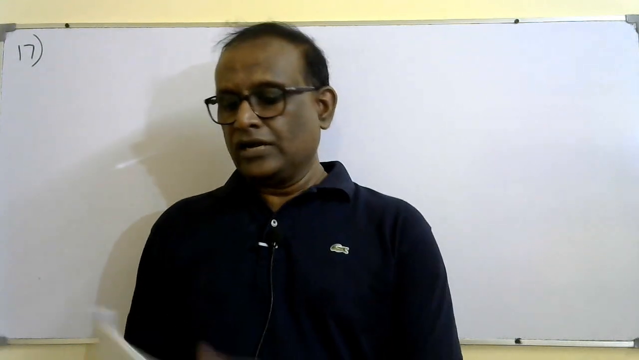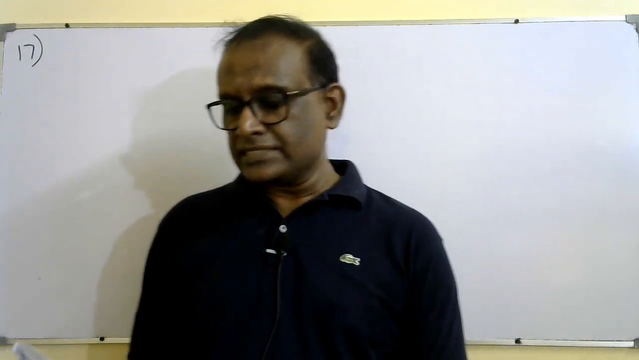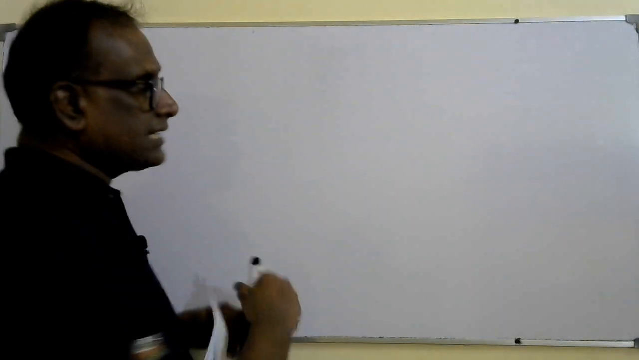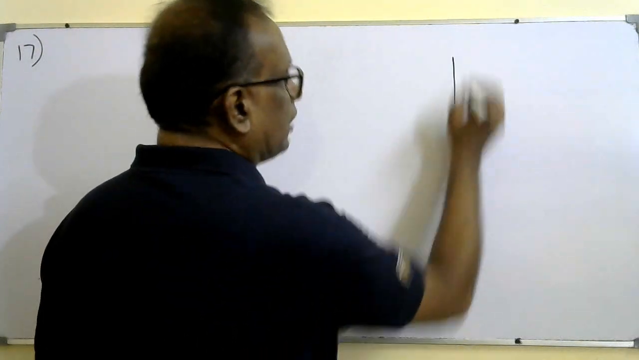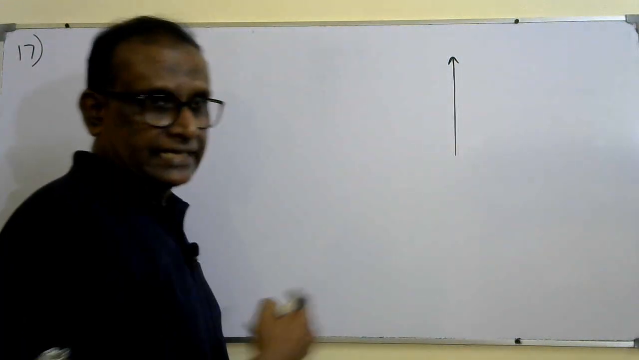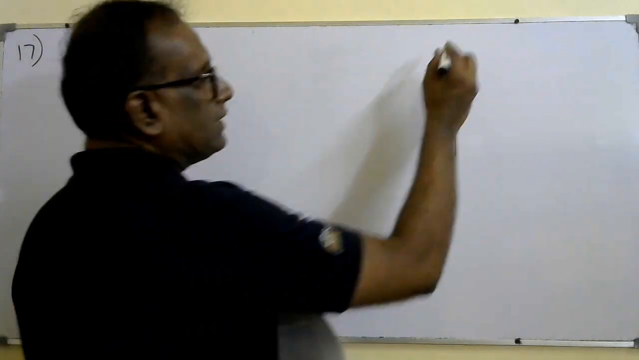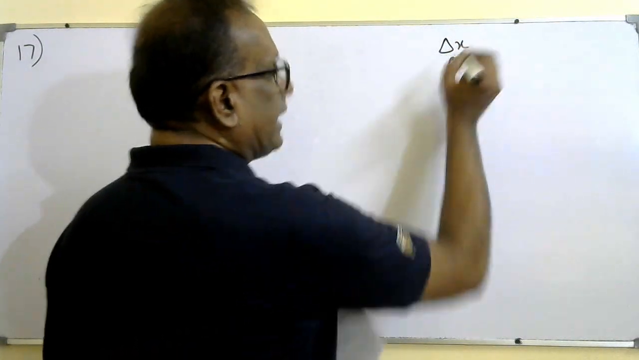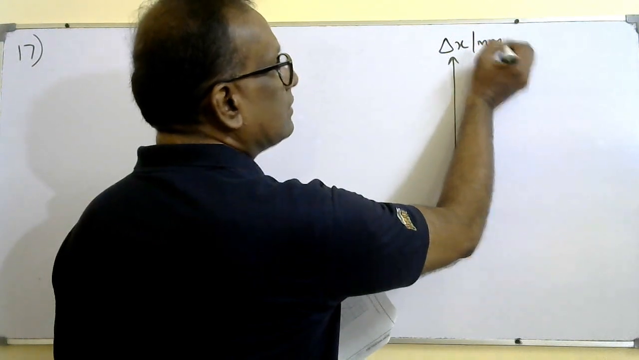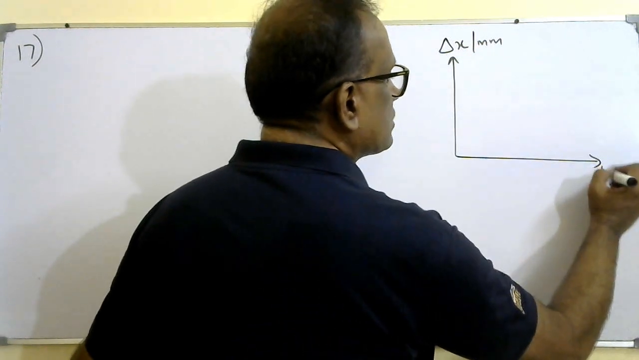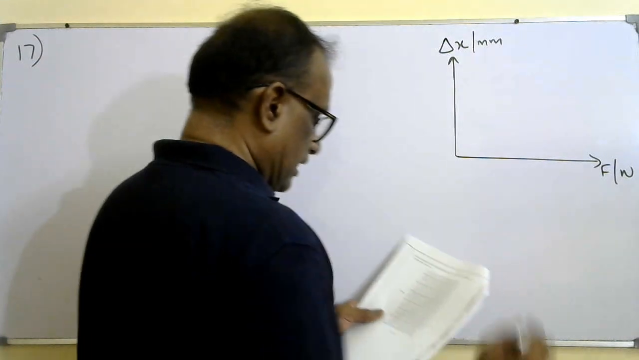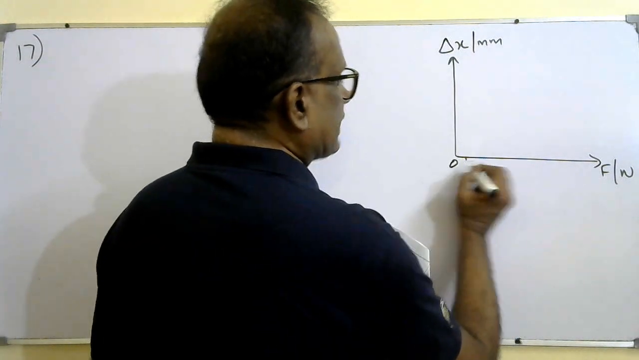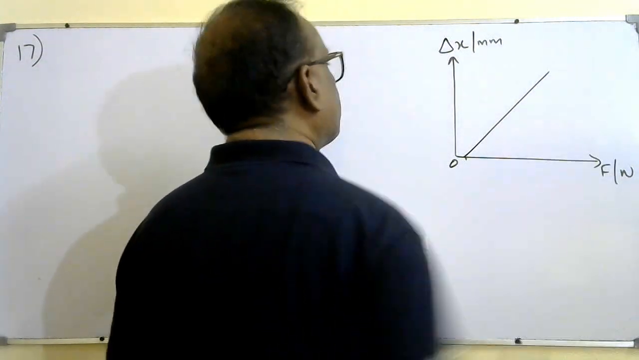Right. Now part C, a graph is given. Y-axis is delta x extension. Normally we draw y-axis force, x-axis extension, but here y-axis is delta x in millimeters and x-axis is force in Newton, and it's a graph slightly cutting the x-axis, something like this. They have given the graph.